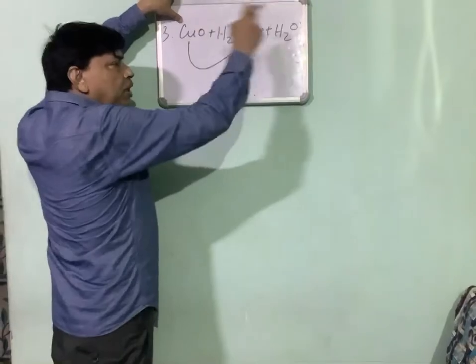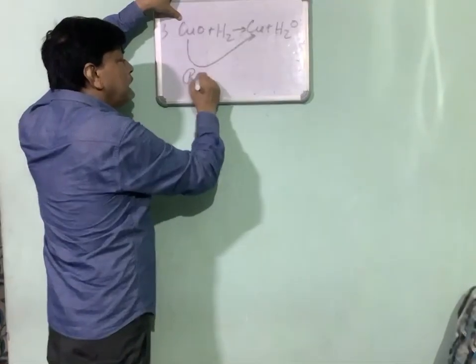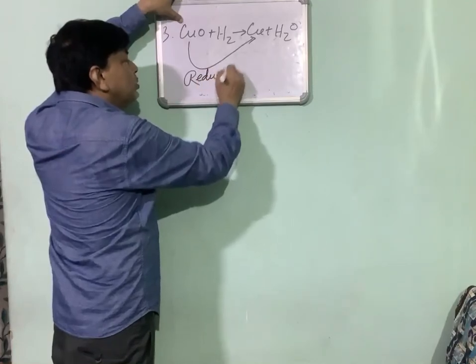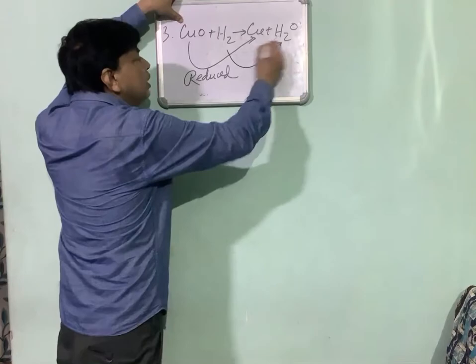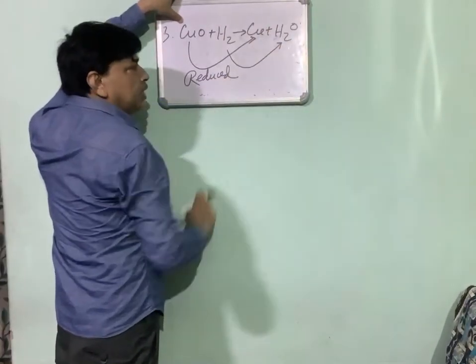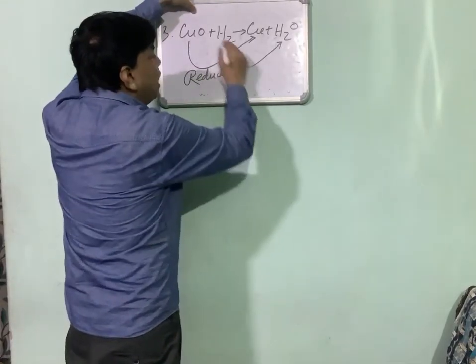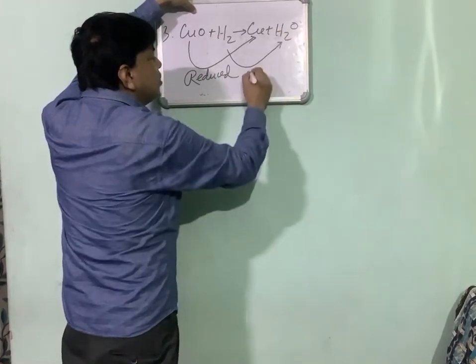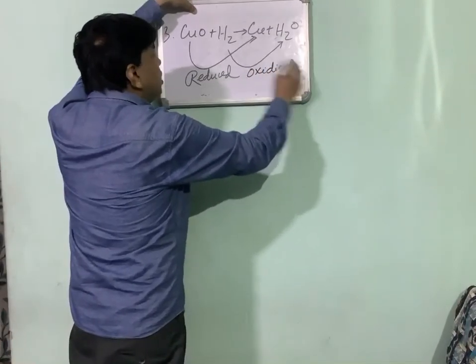So removal of oxygen will be called reduction. Copper oxide is reduced to copper, and hydrogen forms water, H2 to H2O. So gain of oxygen takes place in oxidation. Hydrogen is oxidized to H2O. So hydrogen is oxidized and CuO is reduced.